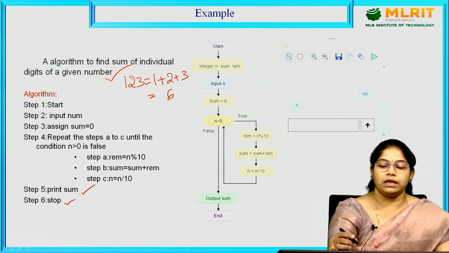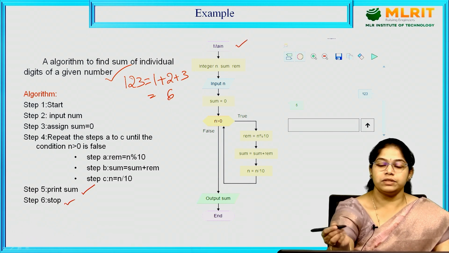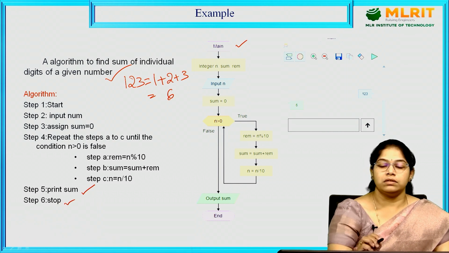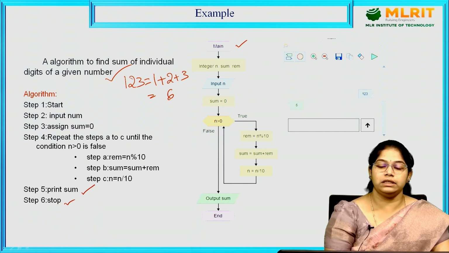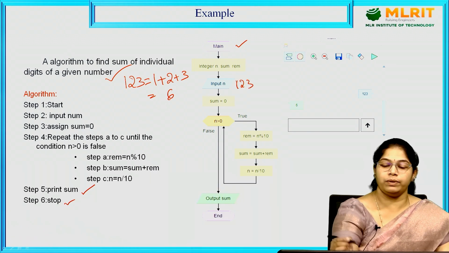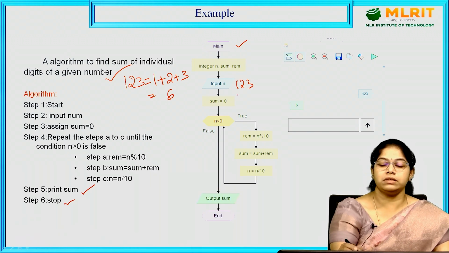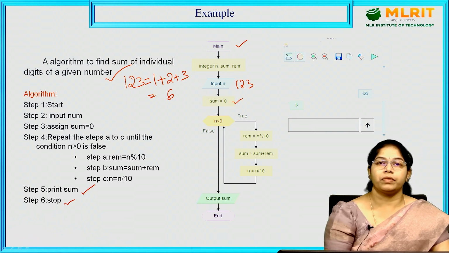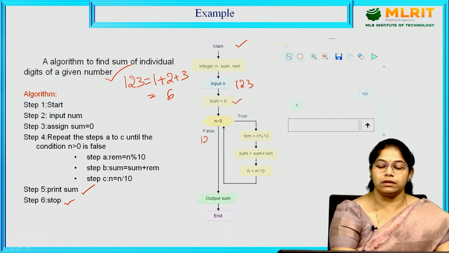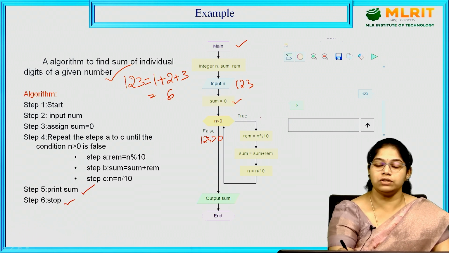Coming to the flowchart, start is represented in the symbol oval. Then here n is specified with the data type integer, along with sum and remainder. Here the n value is 123. So initially sum is assigned to 0. Now if we go with the condition, n value is 123. Is 123 greater than 0? Yes, the condition is true. If the condition is true, the control goes to the true block.